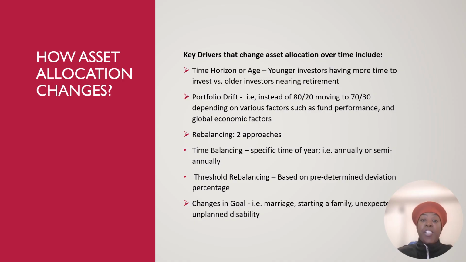Asset allocations can change over time, and key drivers that allow the asset allocation to change would include time horizon or age, having a portfolio drift, where it depends on fund performance and global economic factors, doing the rebalancing, which has two approaches, and we'll discuss it in the next slide. The two approaches are called time balancing and threshold rebalancing, and changes in your goal ultimately. So, if you get married, start a family, or you have an unfortunate accident and you need to go on a disability leave.